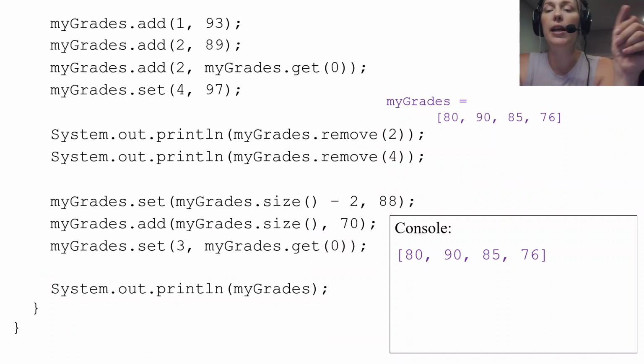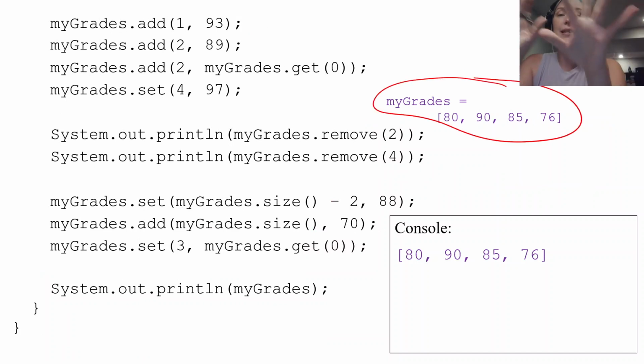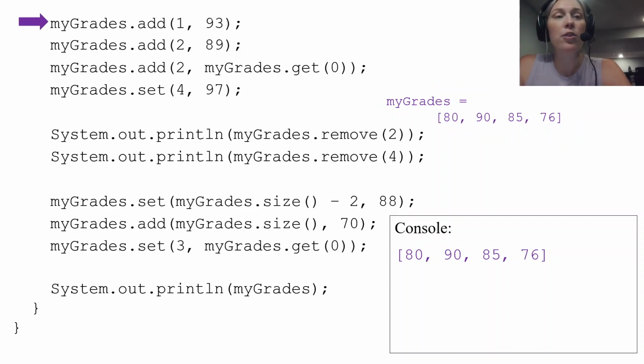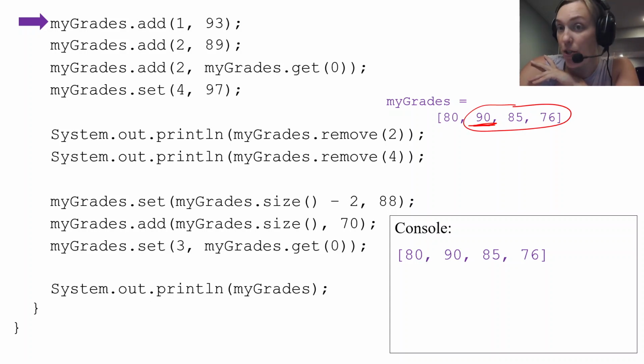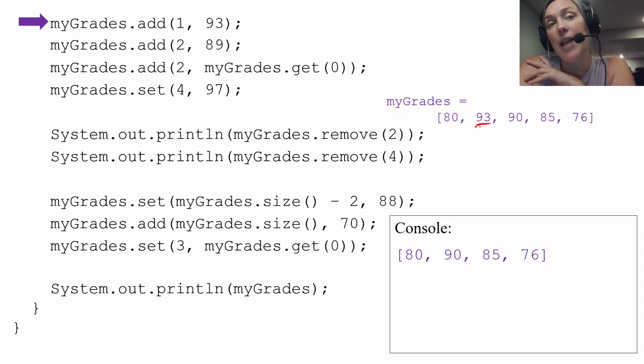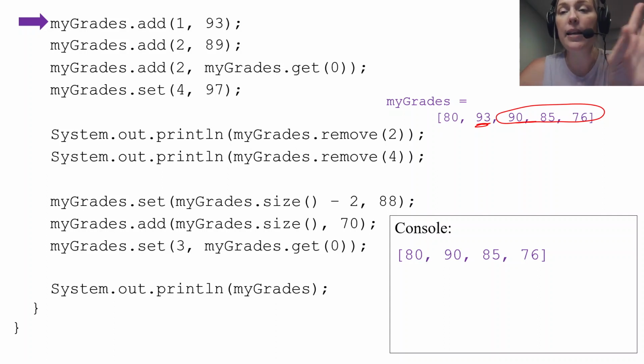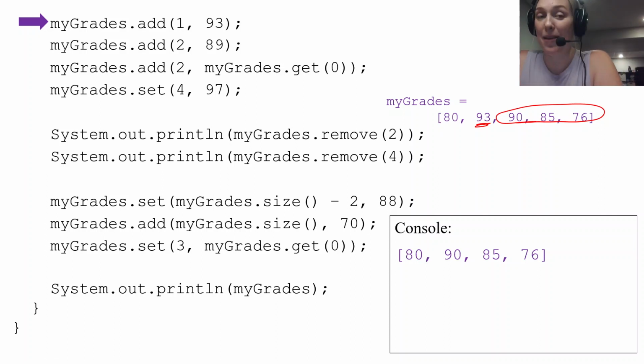So right here I have the current state of my grades, just carried over from the other slide. Let's say I wanted to add 1, 93. 1 is this index right here. So I'm going to put 93 at index 1, and all of these elements are going to get shifted over to the right. So 93 goes in at index 1, and notice how those 3 got shifted over. The add doesn't override anything. It automatically shifts the elements over.